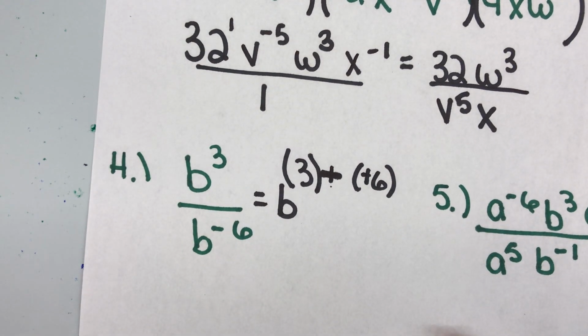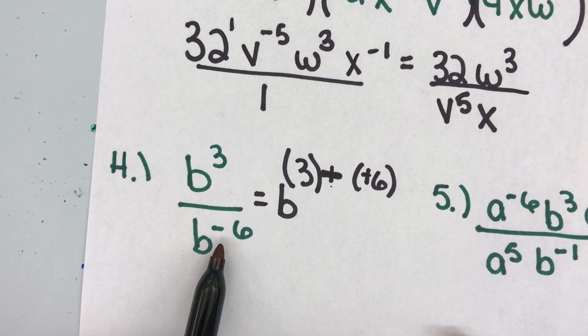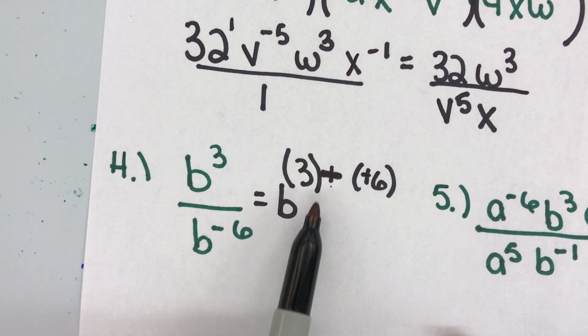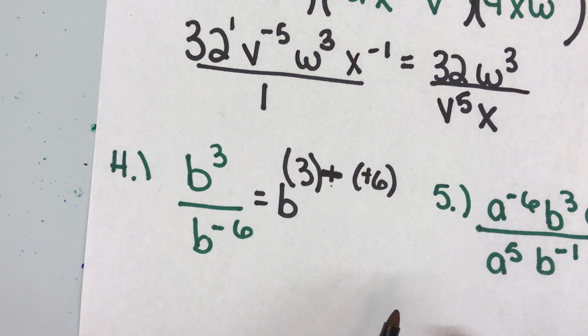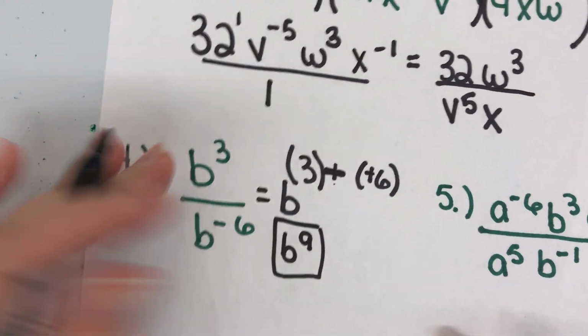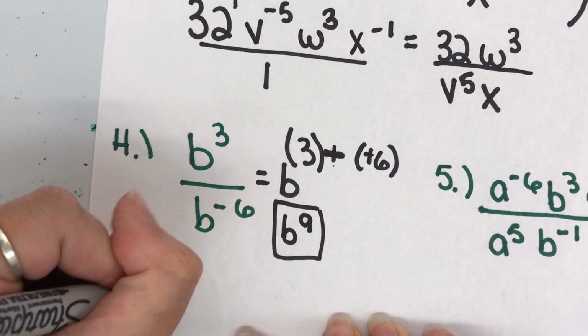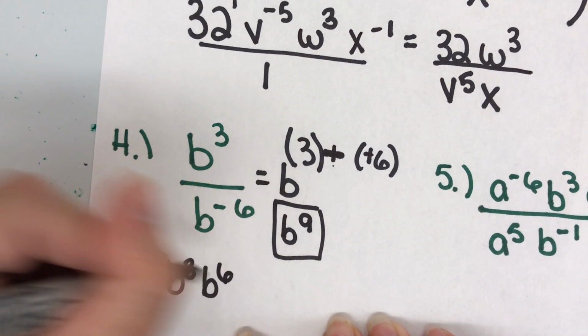So even though in division we are supposed to subtract, there are a few instances where it will change to addition, because I'm subtracting a negative in this example, and that 3 minus -6 ends up becoming 3 plus 6. So I get b to the 9th as my answer. I can prove it another way because I could have rewritten this problem as b cubed times b to the 6th.